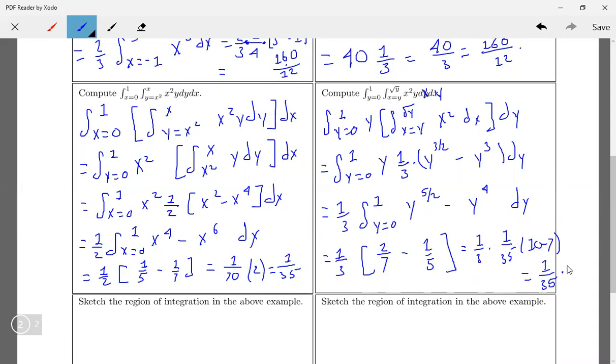Okay, and so for this problem, these two integrals happen to be the same, and we notice that there's something similar, that the integrand is the same, and the limits are different, but they look kind of similar. And in the next video, we're going to look at that a little more.